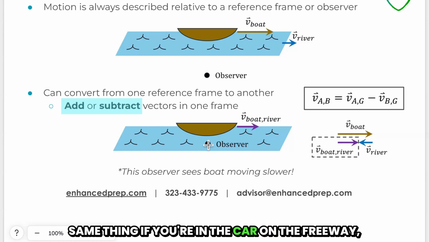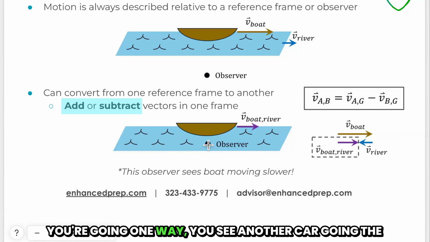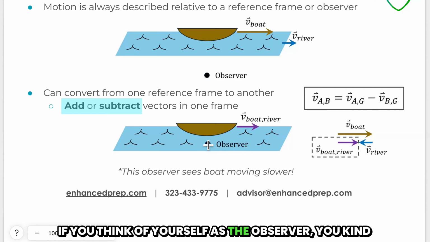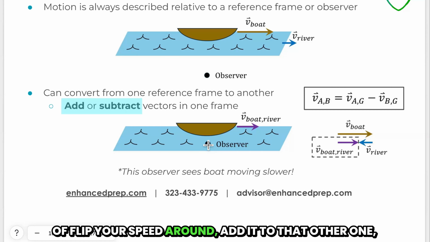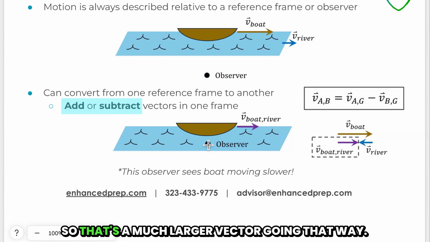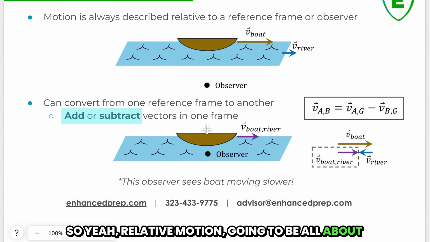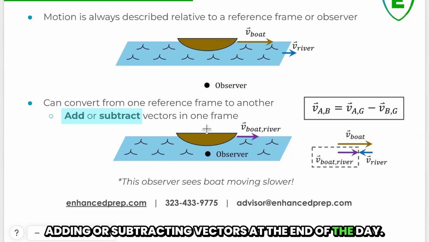So the observer will see it moving slower. Same thing if you're in the car on the freeway, you're going one way, you see another car going the other way. It looks like it's going very, very fast. If you think of yourself as the observer, you flip your speed around and add it to that other one. So that's a much larger vector going that way. So yeah, relative motion is all about adding or subtracting vectors at the end of the day.